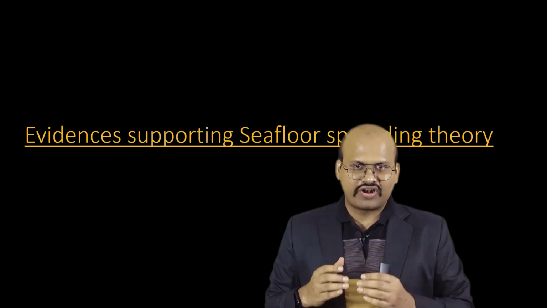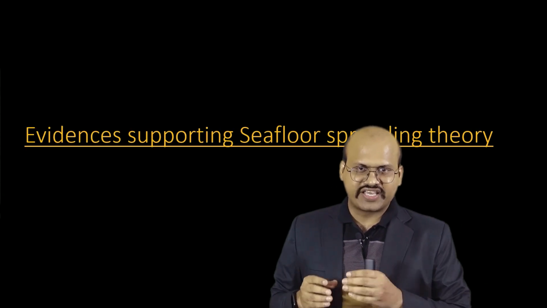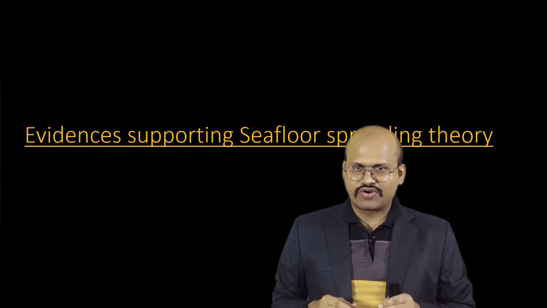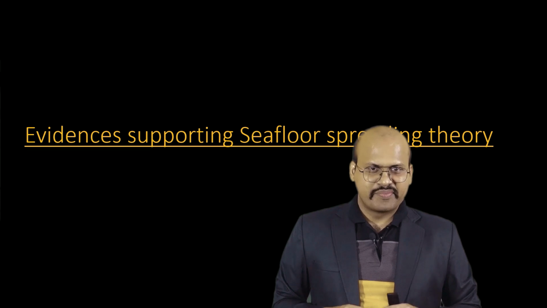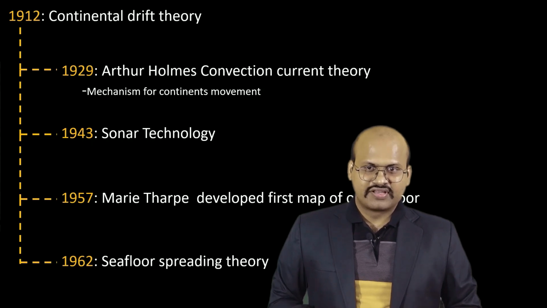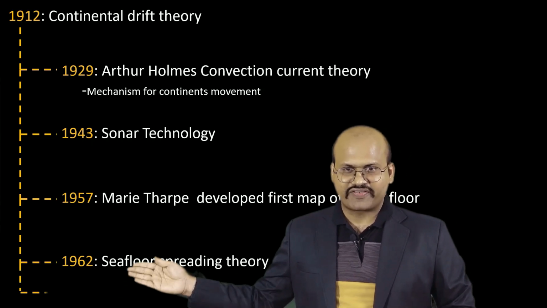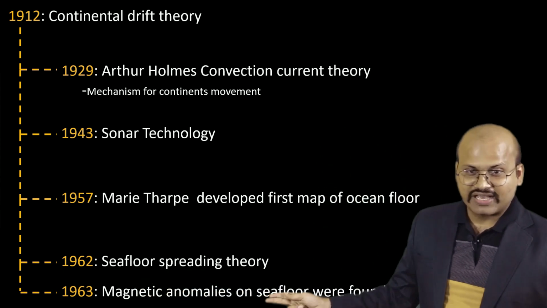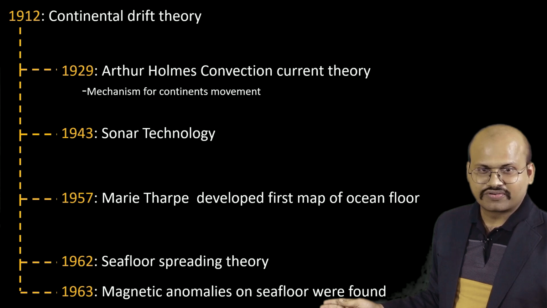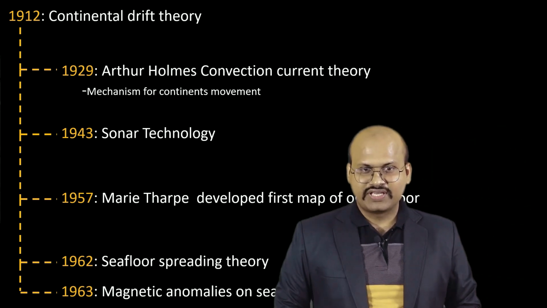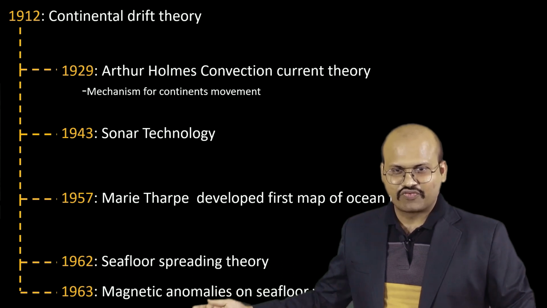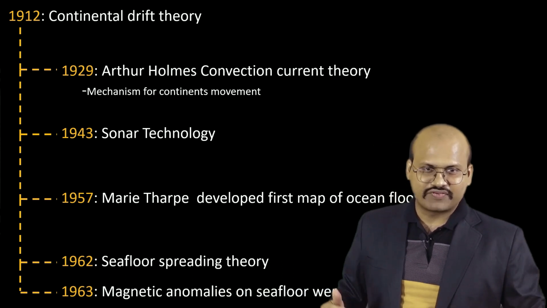Now, we have already discussed that when Hess gave this theory, his theory was basically a hypothesis without any supporting evidence. But later on, around 1963, just after he gave the seafloor spreading theory, a mapping of magnetic anomalies was done on the seafloor. And this proved to be a very good evidence for the seafloor spreading theory. So let's discuss what these magnetic anomalies were and what they stood for.